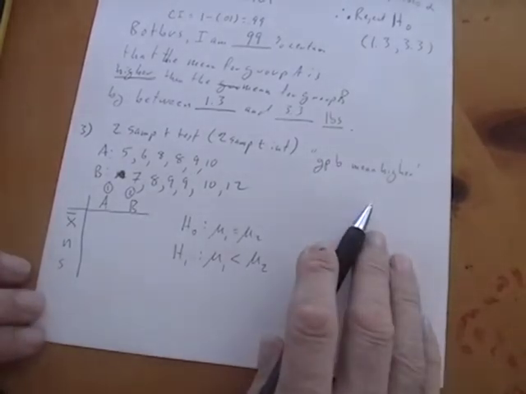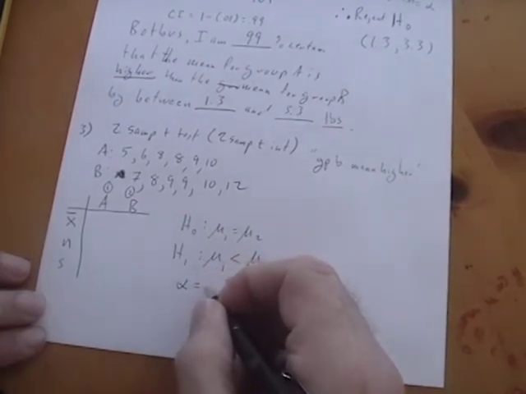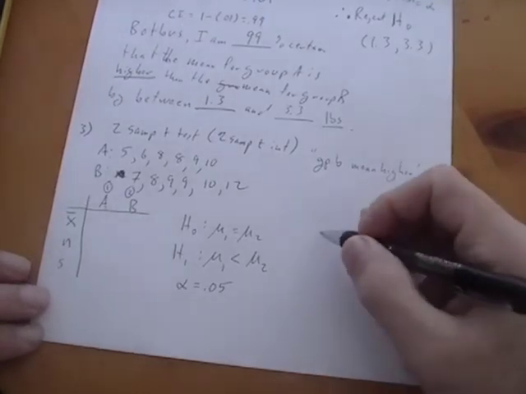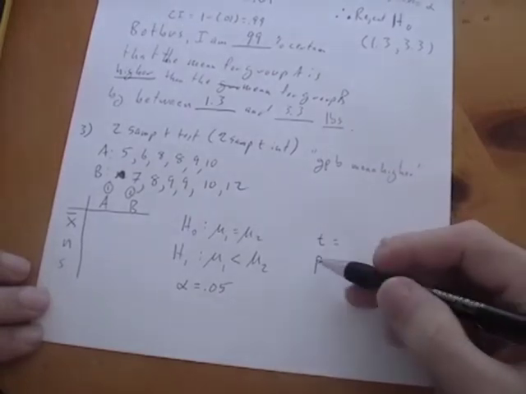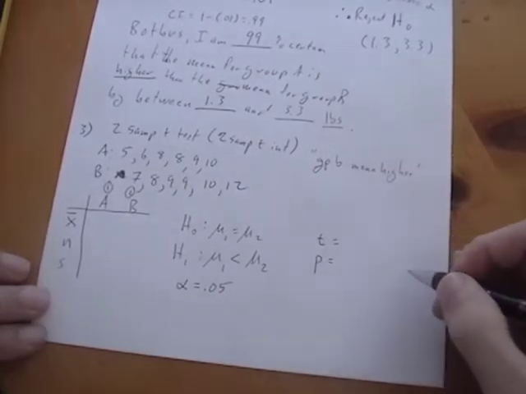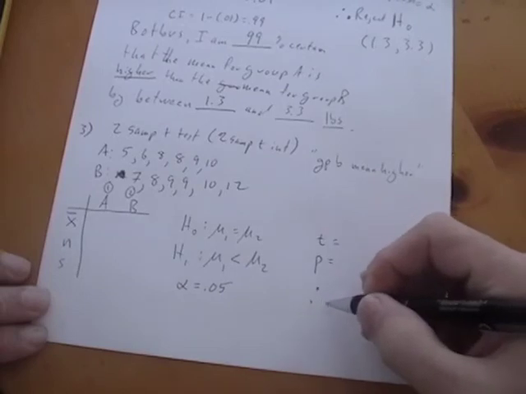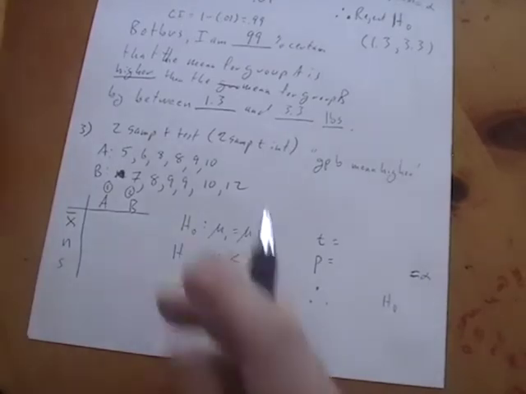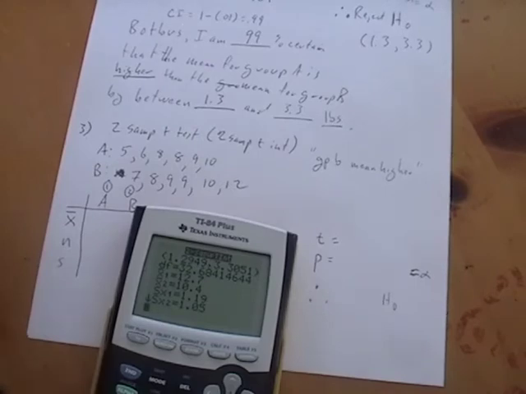I don't see an alpha level, a certainty level mentioned, so I am going to set alpha equal to my default. The default for this class is 0.05. I am going to find t. I'm going to find out what the probability of such a distribution is. I'm going to compare that to alpha, and I'm going to make a judgment with respect to the null hypothesis. Let's take a look.